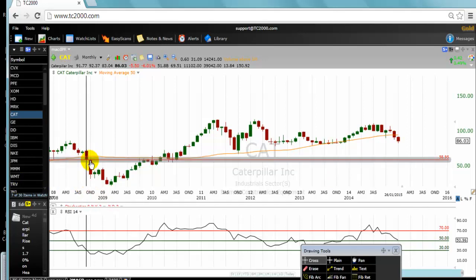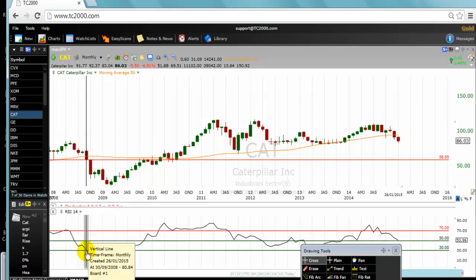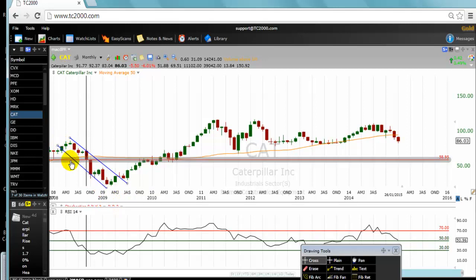Right here you can see, though the RSI is now oversold, the price was going down. You can see straight away that we do not have a horizontal market pattern. So if you do not see a horizontal market pattern and the RSI is oversold, be very, very cautious.